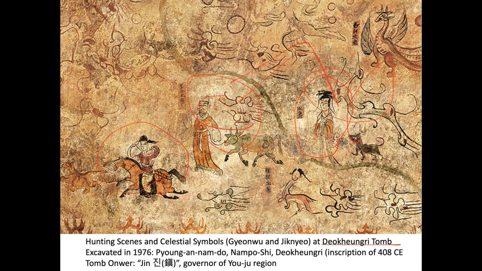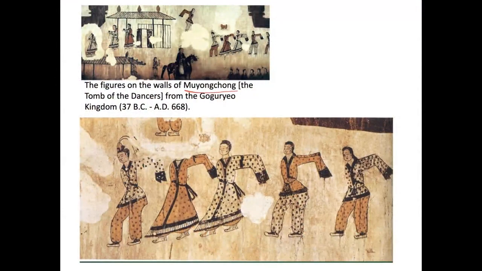And then Muyongchong tomb is very important. So it really shows a mature style of scenes of everyday life. So you have people dancing in the background. And then on another view, you have scenes of hunting. And then these genre paintings are important sources as well, right? In terms of their dresses, or in terms of their customs, or living styles. Even though there are no accompanying texts, genre painting itself can be very important historical records of it.